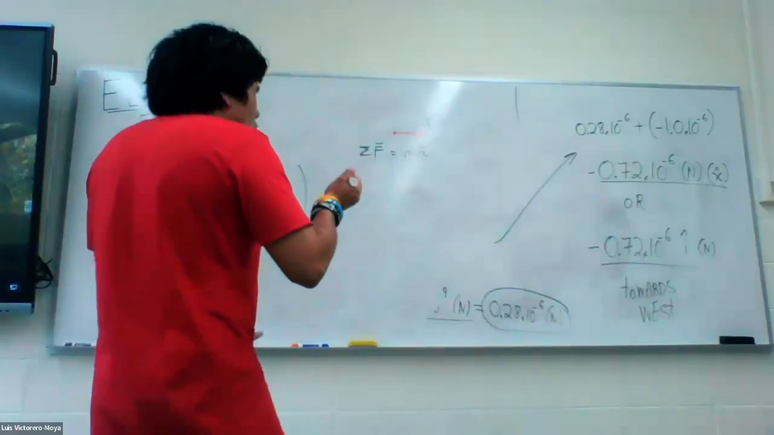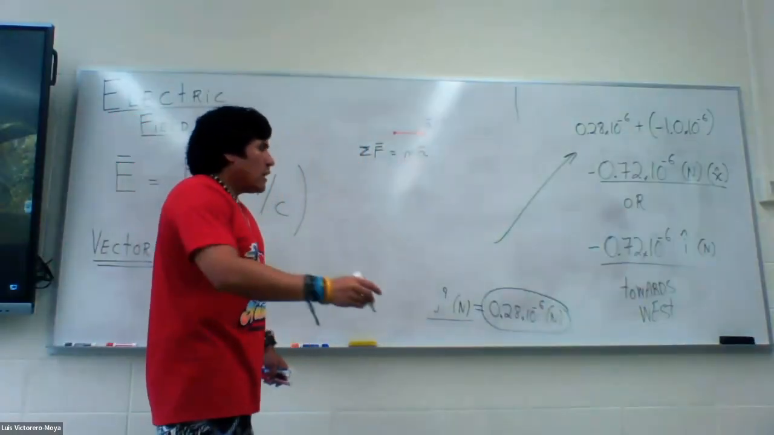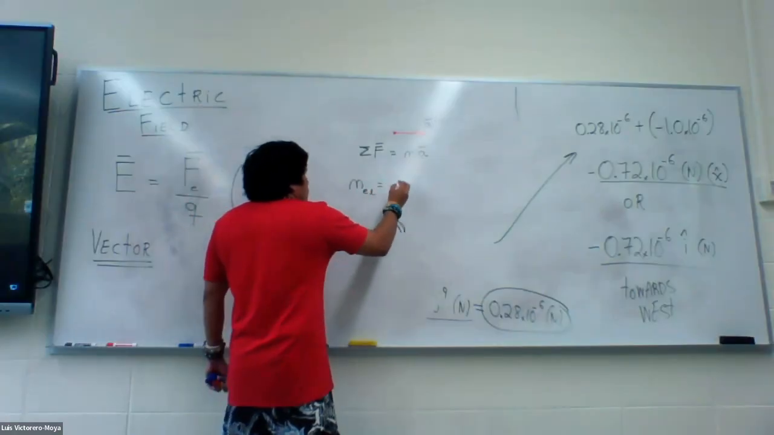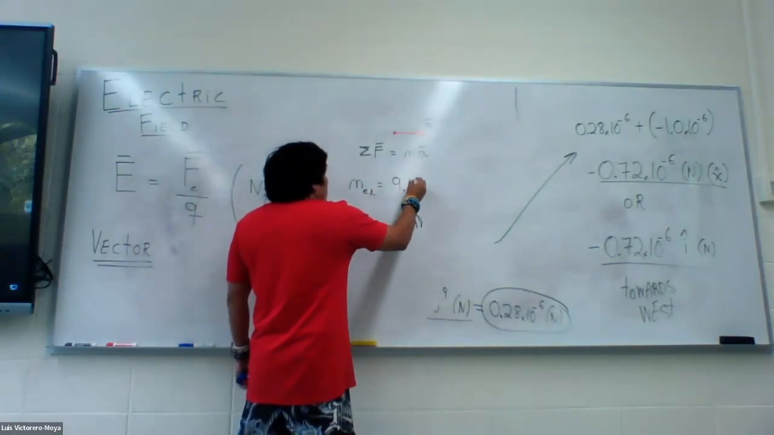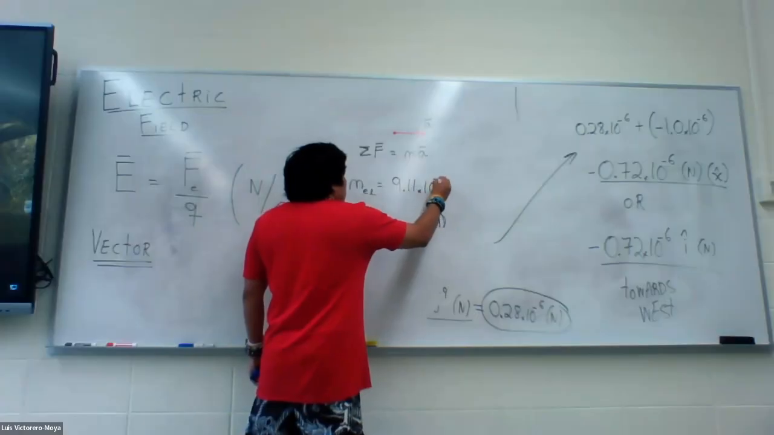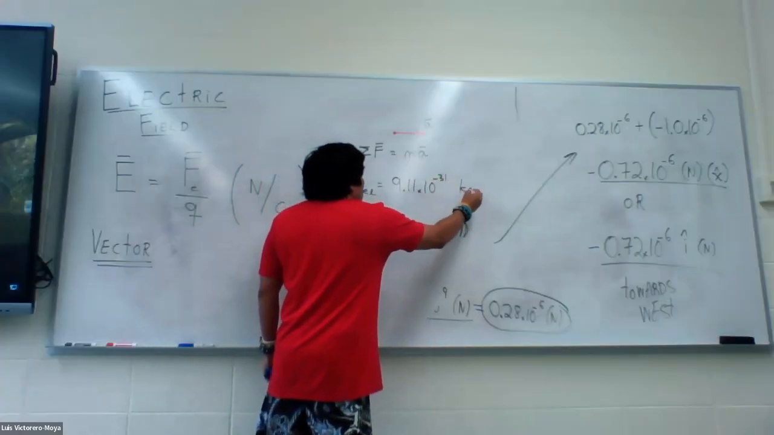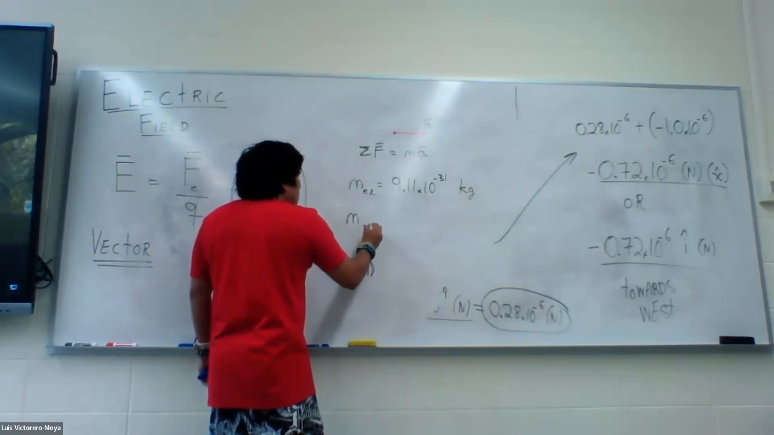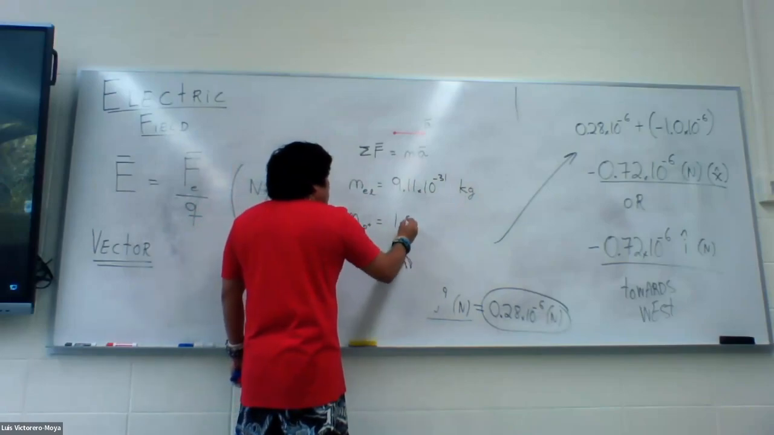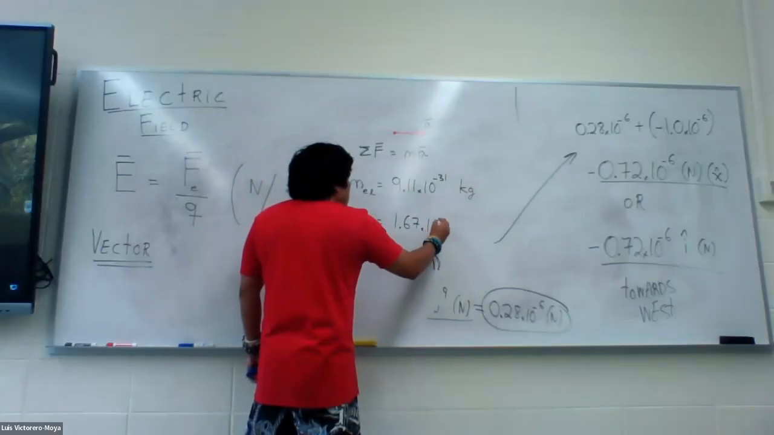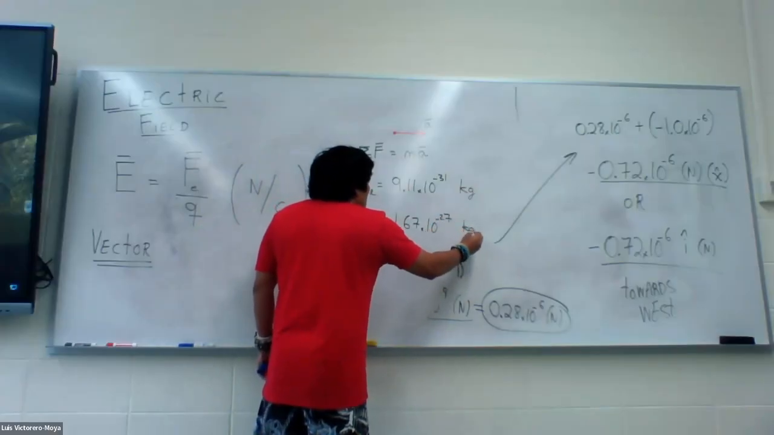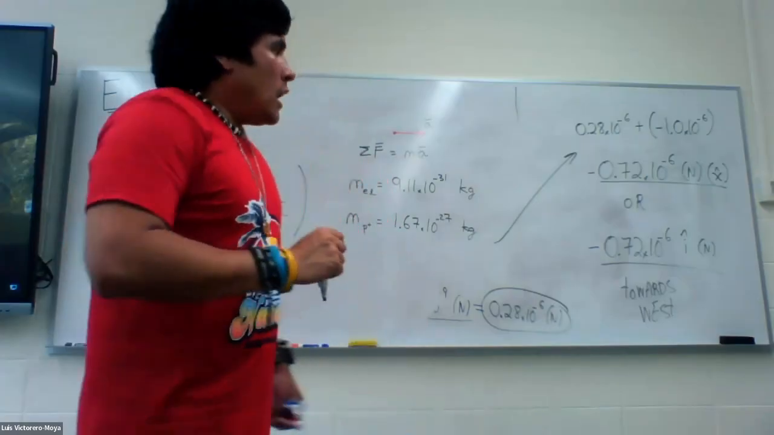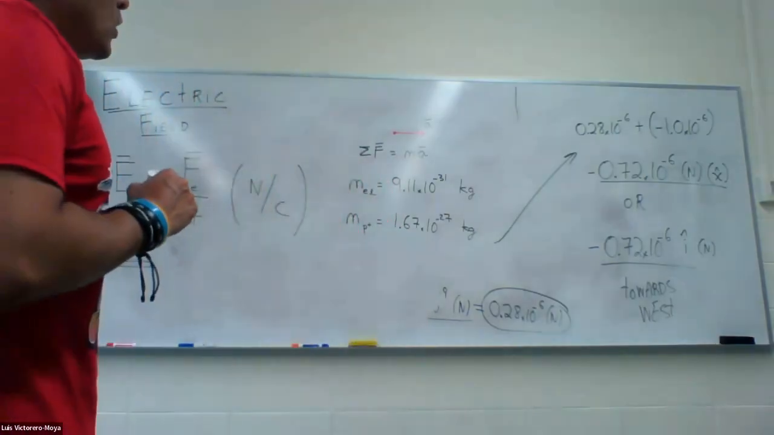Well, something that you should know, and please make sure you write this down, is that the mass of the electron is equal to 9.11 times 10 to the negative 31 kilograms. Furthermore, the mass of the proton is equal to 1.67 times 10 to the negative 27 kilograms. So what's the value of the force of gravity? mg. And do you think gravity will play a huge role? No.